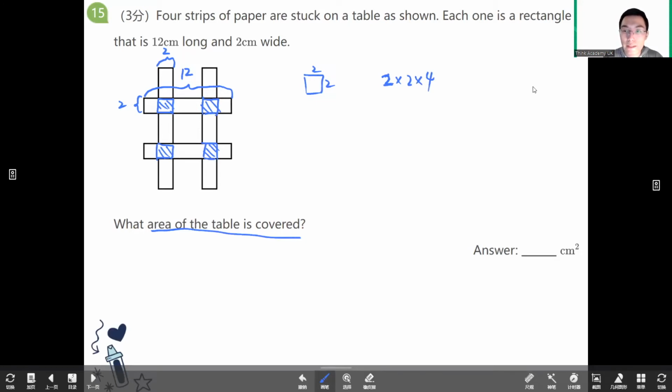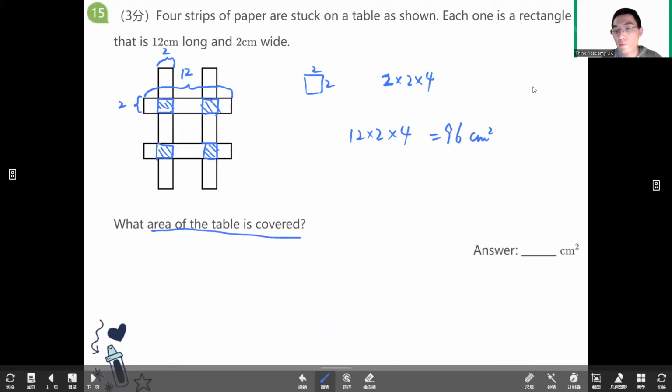And if we calculate the total area of the 4 rectangles, that will be 12 times 2. This is the area of one rectangle, multiply 4. And this is 24. 24 times 4 is 96 cm squared. But this 96 centimeter squared is including the overlapping.